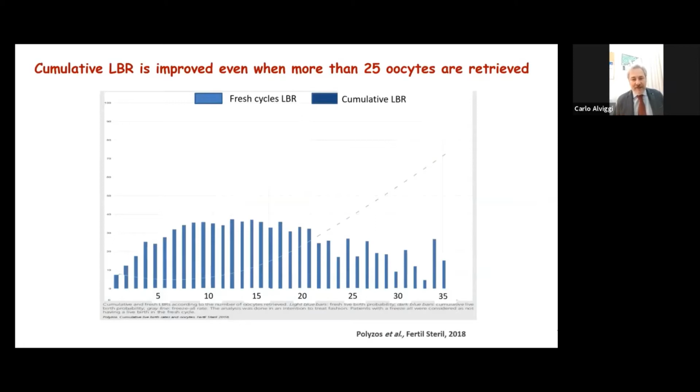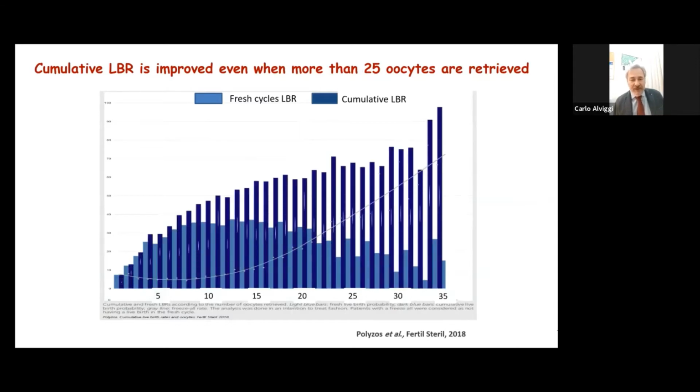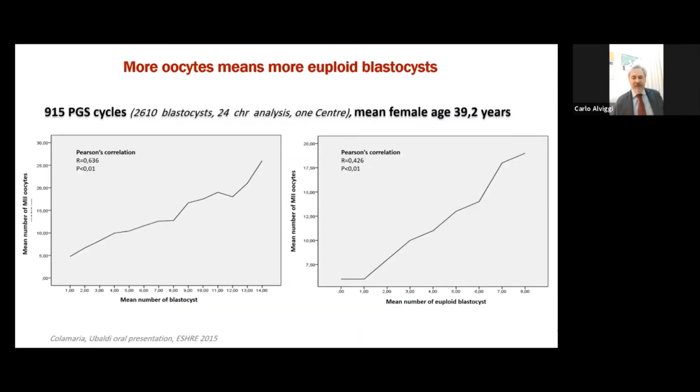And you can see that again, in fresh cycles, this represents the fresh cycles. The best results are up to 15 oocytes. If I can have the animation, the next click. You can see that if you consider the cumulative live birth rate, even up to 25 oocytes, the more is the number of eggs, the more is the chance to be pregnant in cumulative live birth rate. So in the next slides, I will show you the reason why. The reason why is very easy.